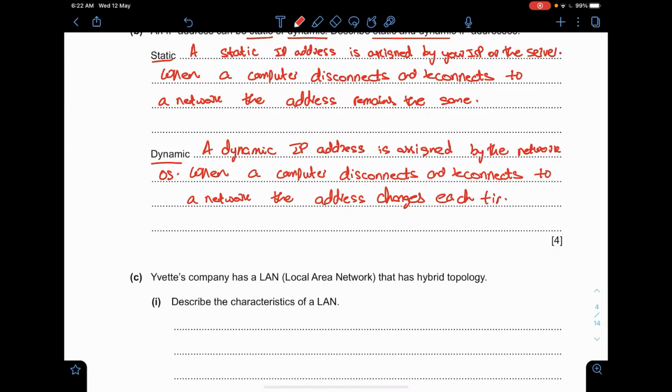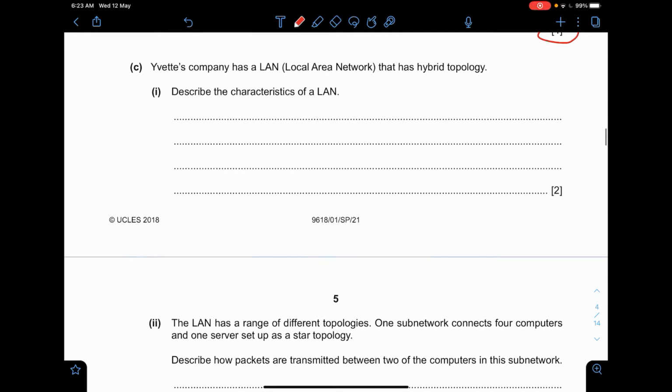So I think this was 4 marks. This is a very gaining thing. Even if you just know the definitions, you just need to know how it is assigned and what it is, right? So now we move on to describing the characteristics of a LAN. So what is a LAN? You can see it's already given as a local area network.